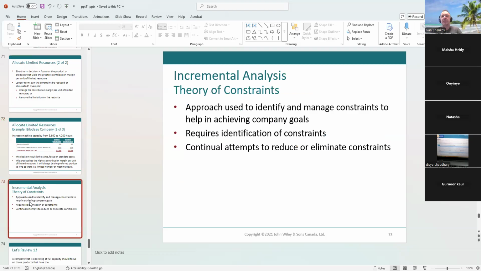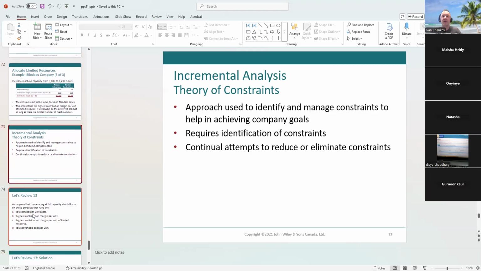The incremental analysis approach on the theory of constraints is useful to identify and manage the constraint. So once you find the constraint, then you can manage it. How can we manage the constraint? Outsource to another machine or hire people to eliminate those machine hours that you're missing, or try to add a new shift on the machine to increase the usage of the machine. But again, you have to identify the constraint and then find a way to work around it.